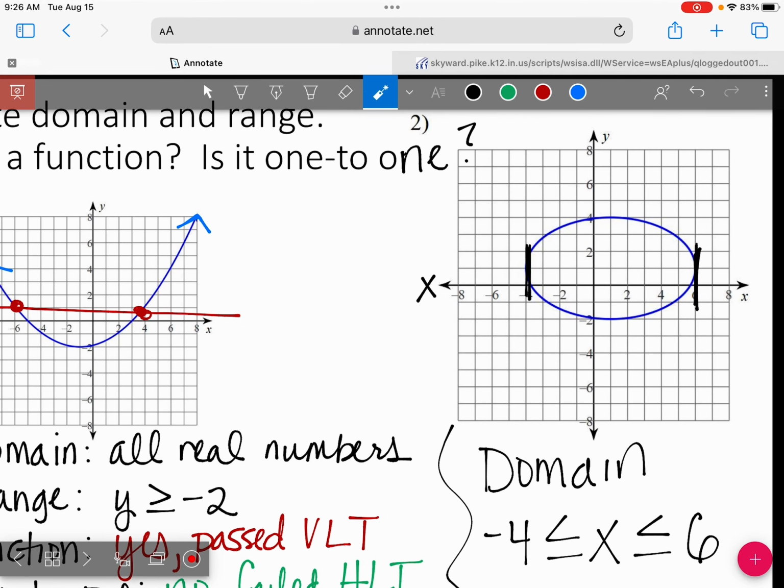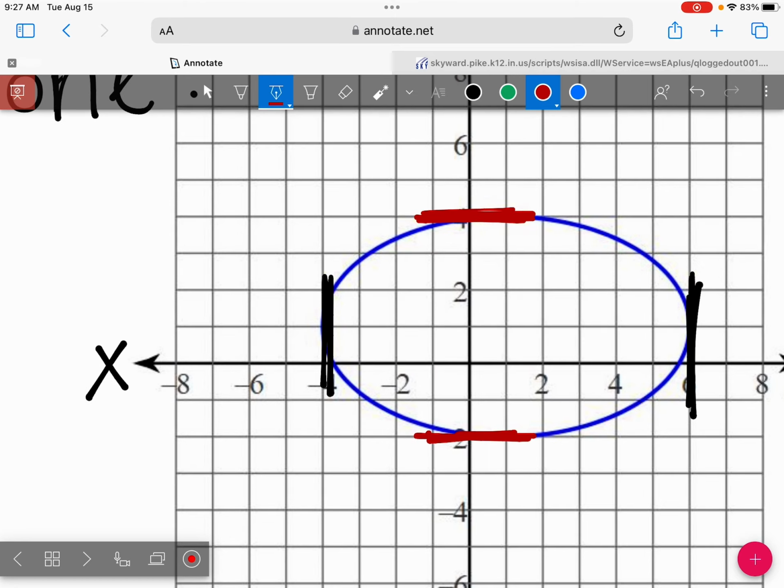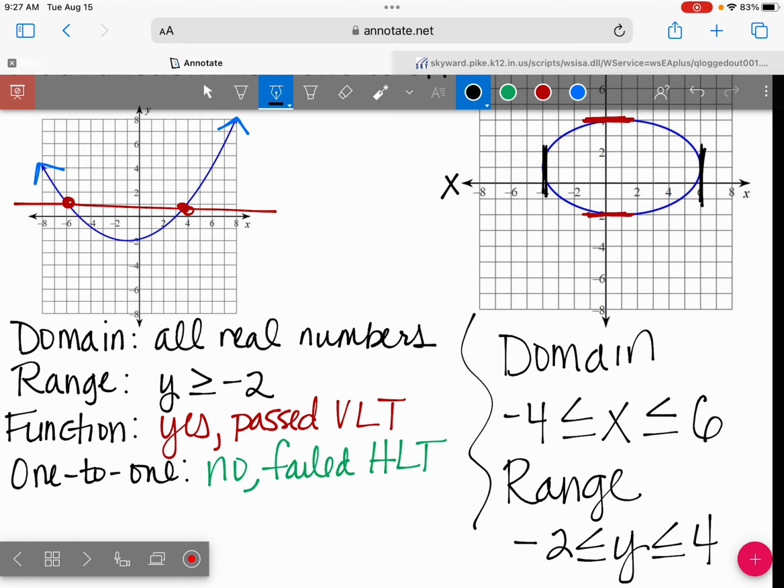So now let's talk about range though. On the y-axis, it goes from here to here. So for the range, the lowest it goes is -2. What's the highest it goes? +4, good. So your range would be -2 ≤ y ≤ +4. That's how you write your range.